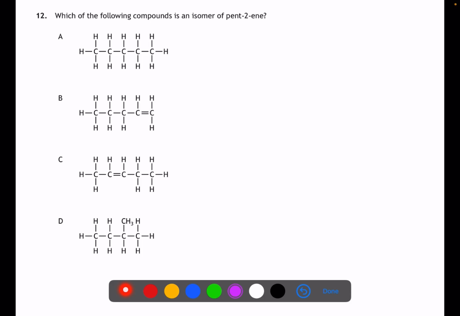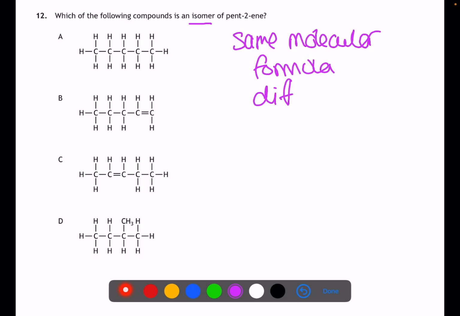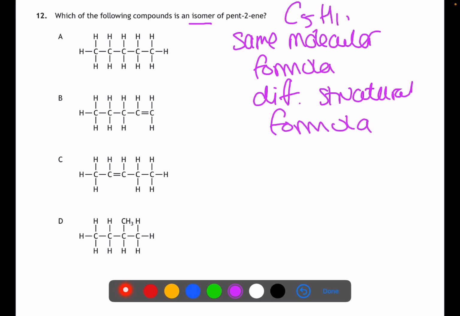Question 12. Which of the following compounds is an isomer of pent-2-ene? So first of all, an isomer has the same molecular formula, but a different structural formula. So for pent-2-ene, we have a molecular formula of C5H10. This means that we can eliminate 2 answers straight away. A and D both have the molecular formula of C5H12. Therefore, they cannot be isomers of pent-2-ene.